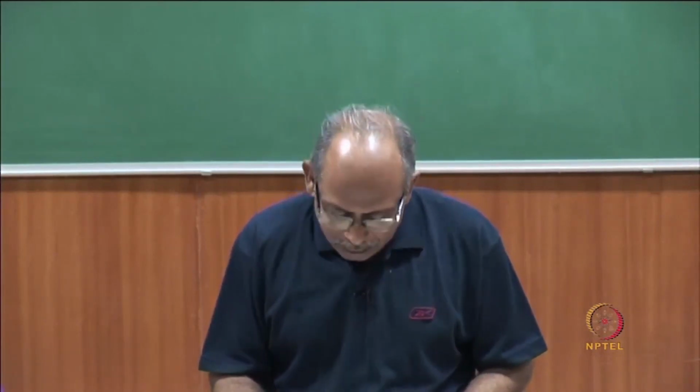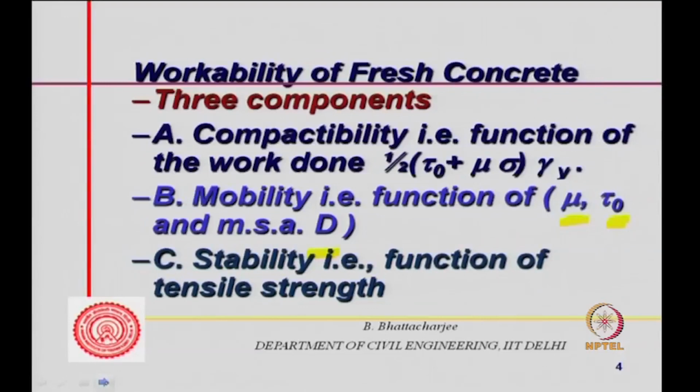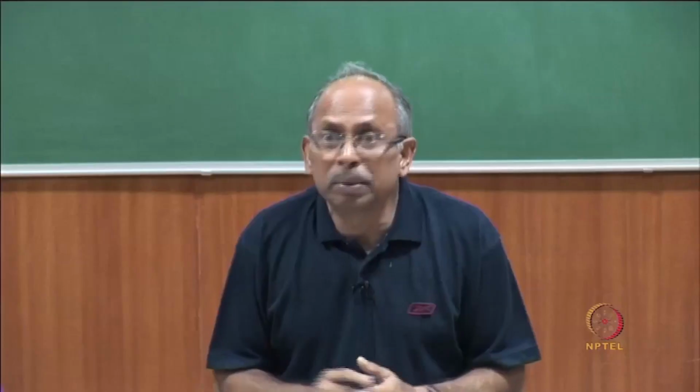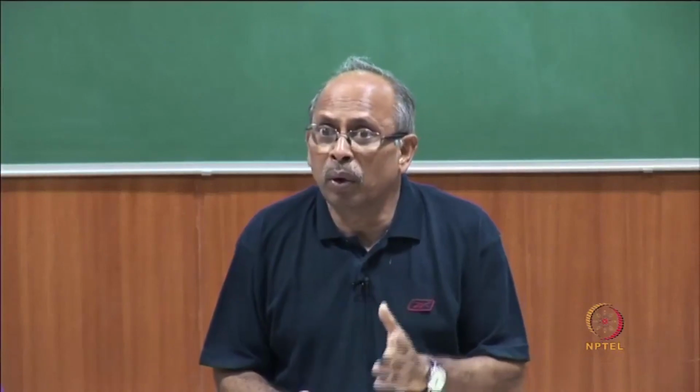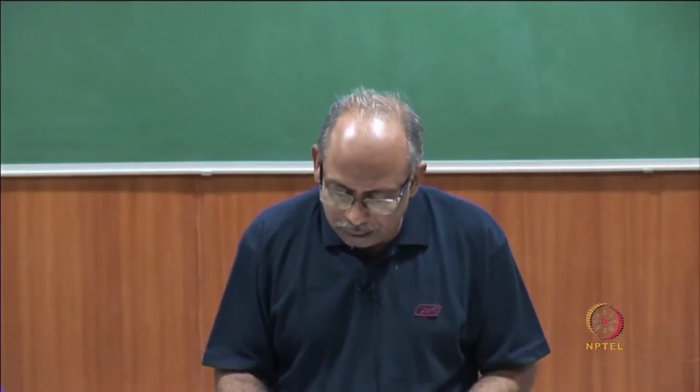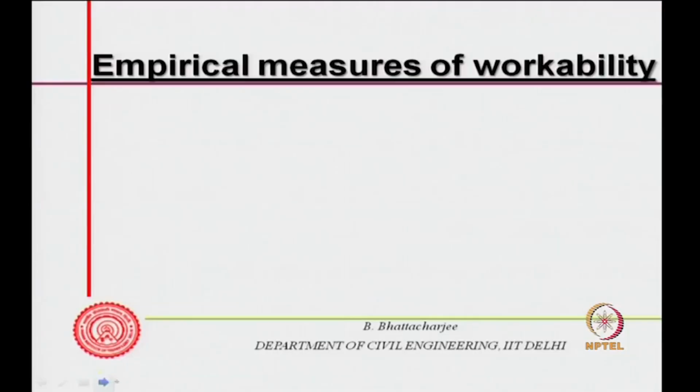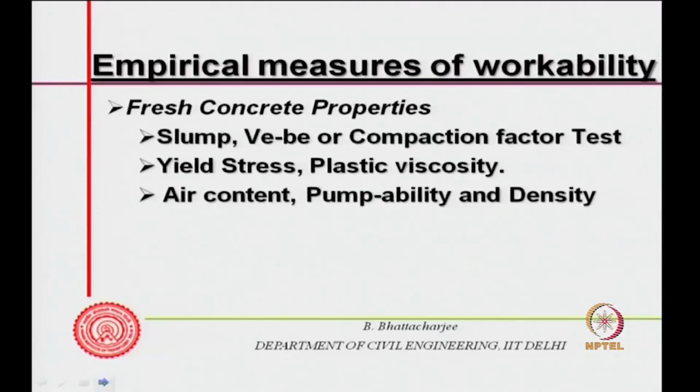So, therefore, we rely on some empirical tests. Although some work has been done in the 1950s onwards and even currently, there is a lot of work done on rheology, particularly related to flowing concrete. However, for normal concrete we need some empirical measures, and these measures are like slump, VB, compaction factor test, which are more popular. There are a number of other tests, and yield stress and plastic viscosity will be rheological tests.